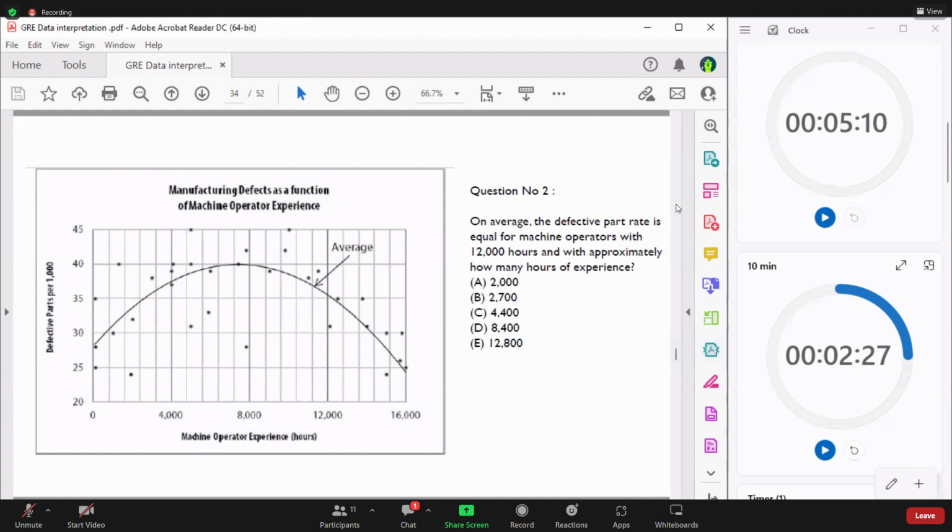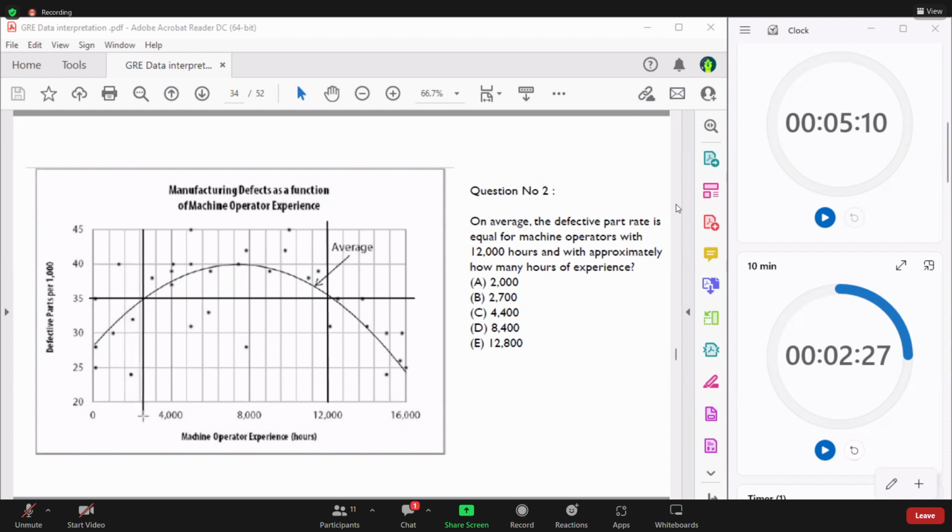Next, on average defective part rate. That would be option B, 2700. How? Sir, at 12,000, the defective rate is 35 per thousand. So if you draw a line from 35, it will coincide around 12,000. There are points here. On average, the defective part rate is equal for machine operators with 12,000 and approximately how many hours of experience? If you go from 35, it comes here.